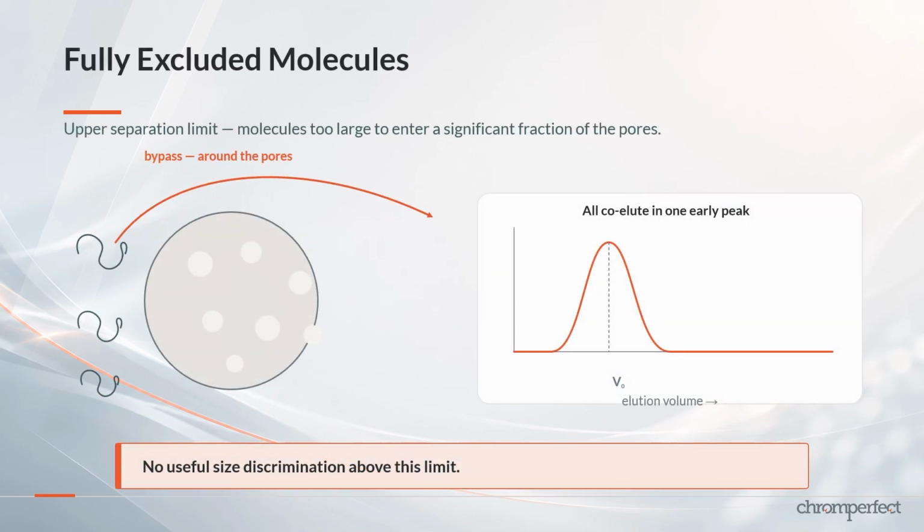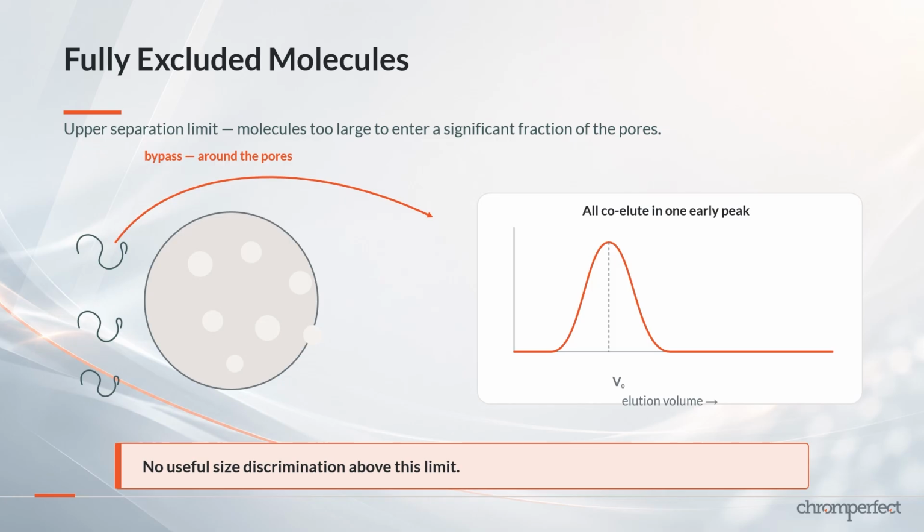Every SEC column has an upper and lower separation limit. At the upper limit, molecules are too large to enter any significant fraction of the pores. These molecules are fully excluded and elute together near the column's exclusion volume. Beyond this point, the column cannot distinguish one very large molecule from another.